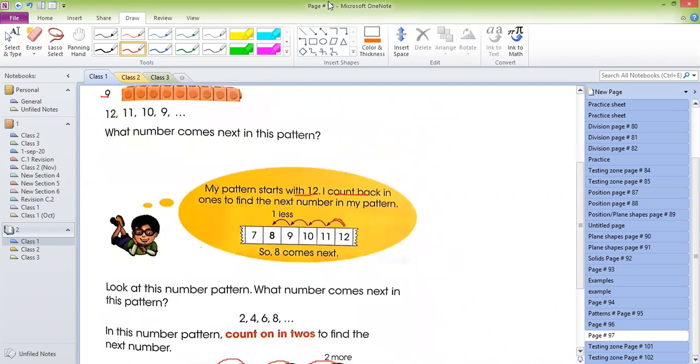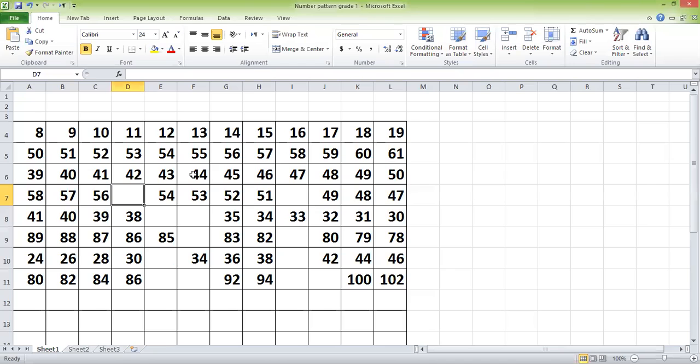Same as I was discussing with you. So same here. Here also you are counting back in ones. 58, 1 less than 58 is 57. 1 less than 57 is 56. And there will be 55. Do you understand, guys? Yes, sir.